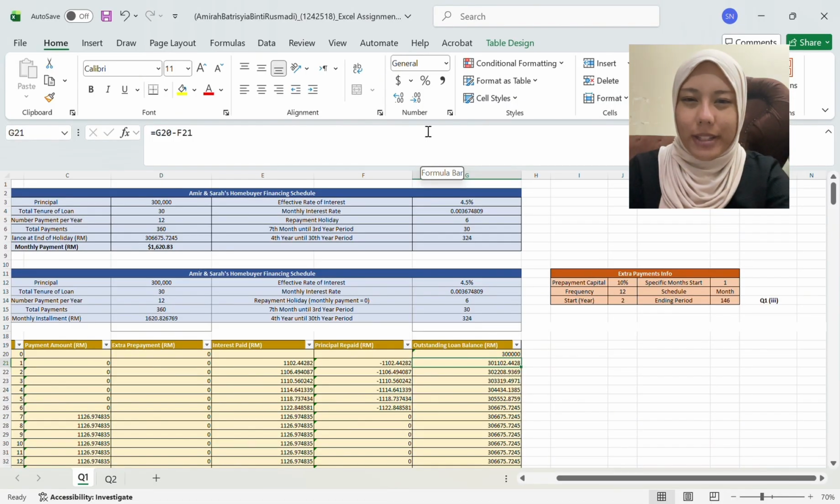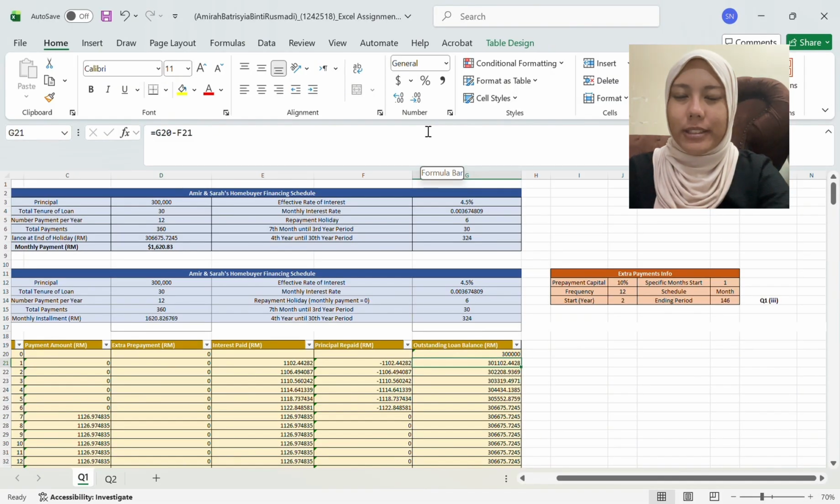Will be presenting about a 30-year homebuyer loan amortization schedule for Amir and Sarah, illustrating how compound interest accumulates during a repayment holiday, an interest-only period and scheduled annual prepayment. Second, I will move into corporate capital budgeting to evaluate two 25-year mutually exclusive projects, Project Seri and Project Bakawali, using internal rate of return, net present value and discounted payback period.